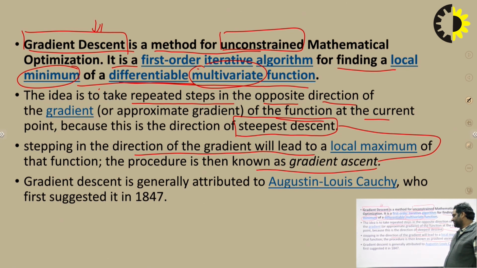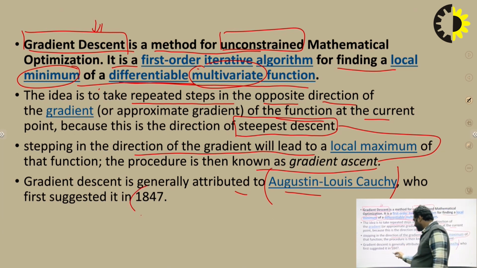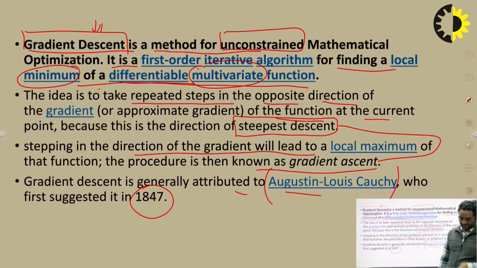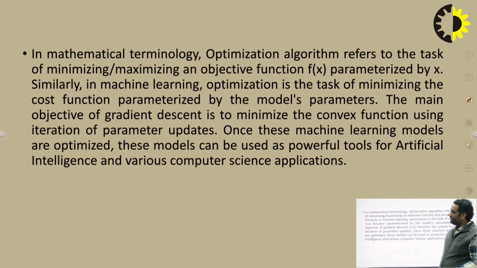Gradient descent is generally attributed to, who is the inventor? Who is the person who invented it? This is Augustin Louis Cauchy, who first suggested it in 1847. After that, a number of people worked on that particular technique.